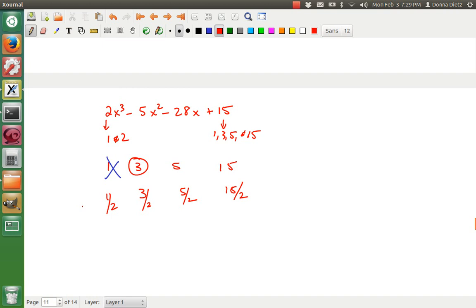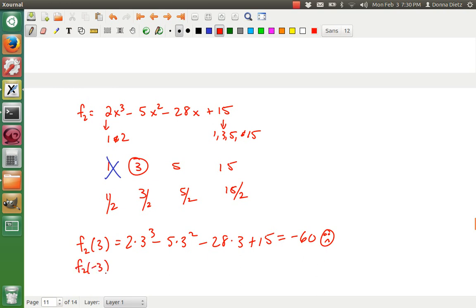Okay, so let's call this F2 or G or something like that. F2 of 3 is 2 times 3 cubed minus 5 times 3 squared minus 28 times 3 plus 15. And you put that into your calculator and you get negative 60, so you're very unhappy. And then you just try again with a negative 3. It's going to be pretty much the same, but we're going to switch signs. So these guys, because when I put the negative 3 in here, for example, that negative sign is going to stick around and annoy us. But with x squared, it's not going to make any difference.